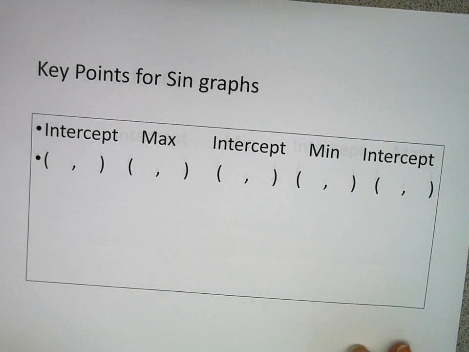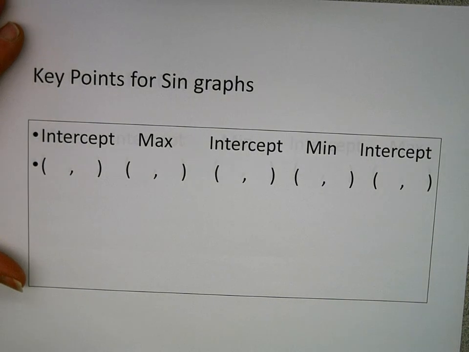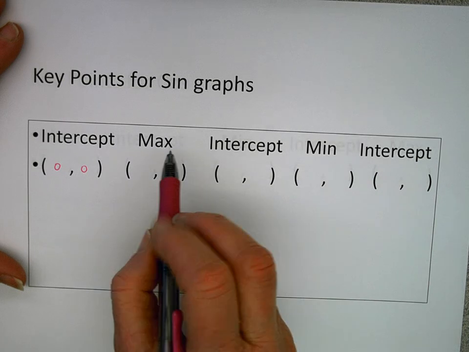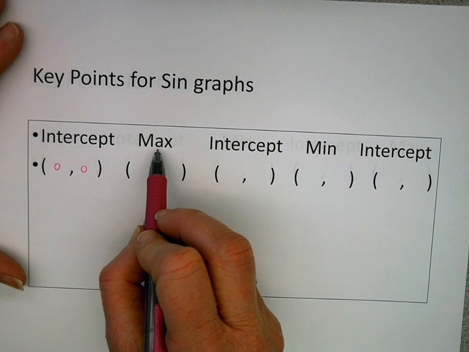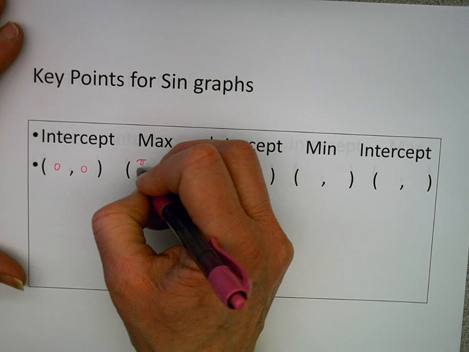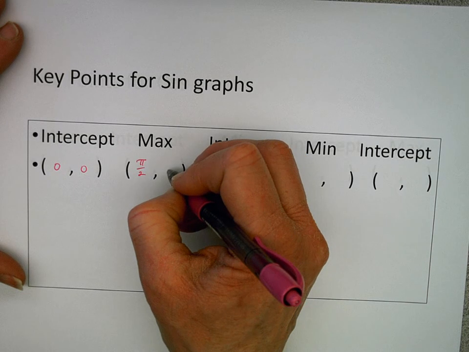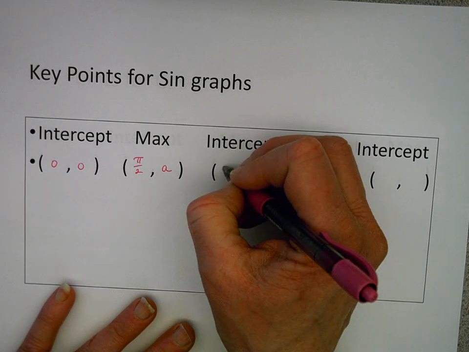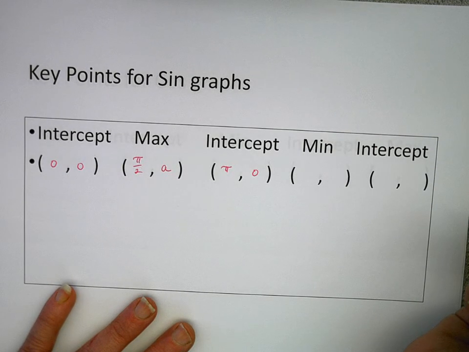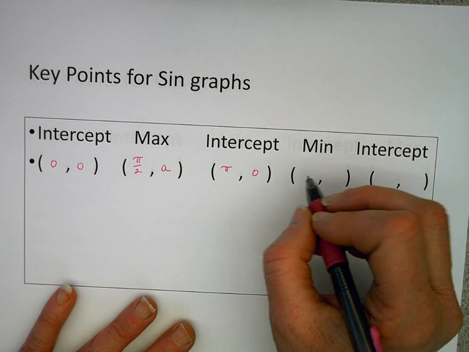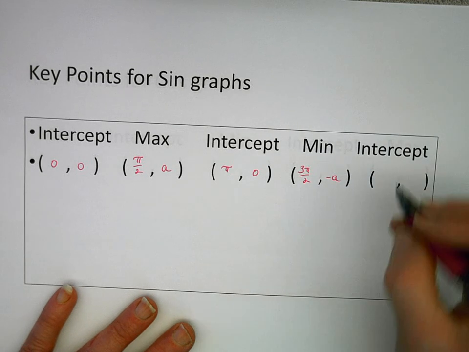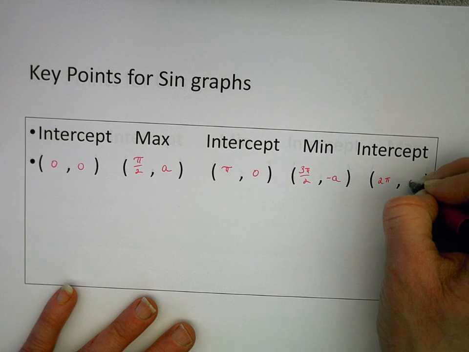Okay, so let's talk about key points on a sine graph. So a sine graph normally, I'm going to write it twice. You start at 0, 0. Then on a positive sine graph, we go up to the max. And it's usually pi over 2, and then whatever our a value is. So if a is 2, then we go up to 2. Then it's pi, back to 0. These are all your x-intercepts, it has 3 x-intercepts. 3 pi over 2, negative a, because it's going down now, and then 2 pi, back to 0.